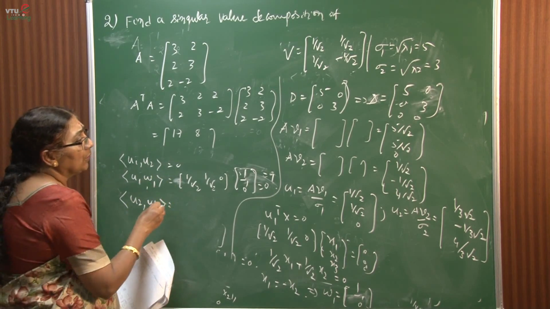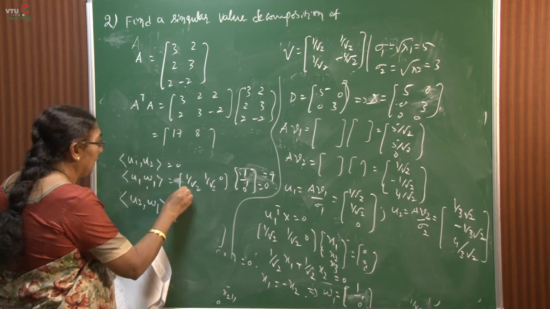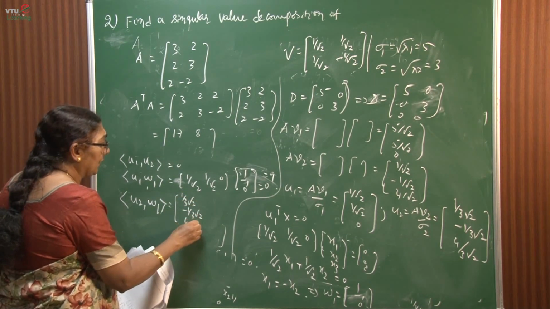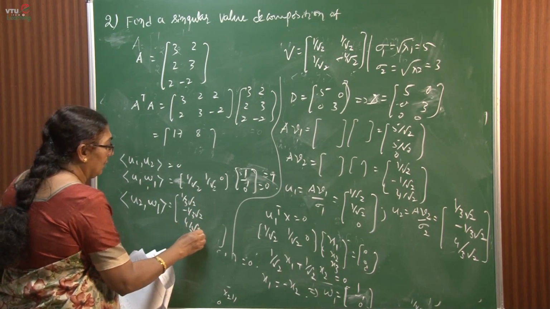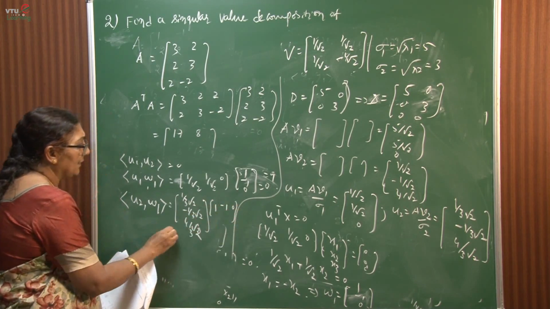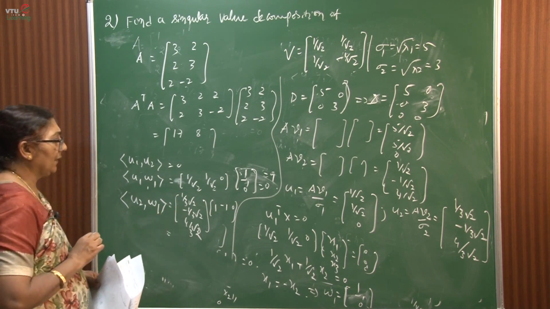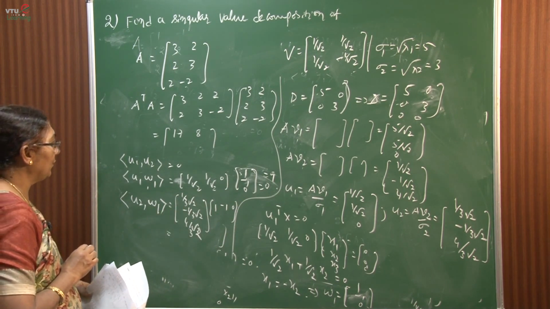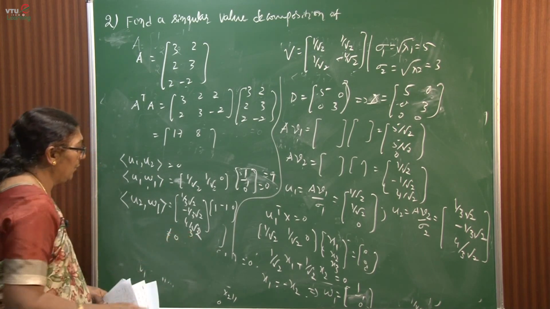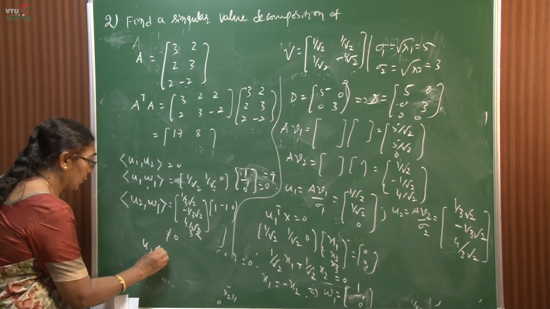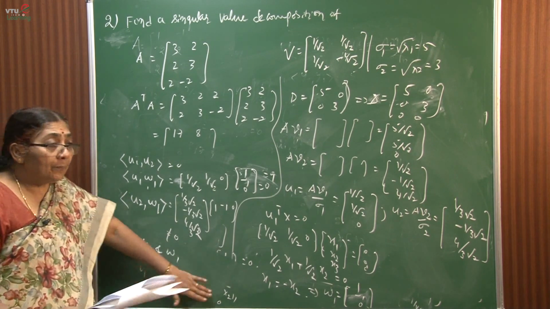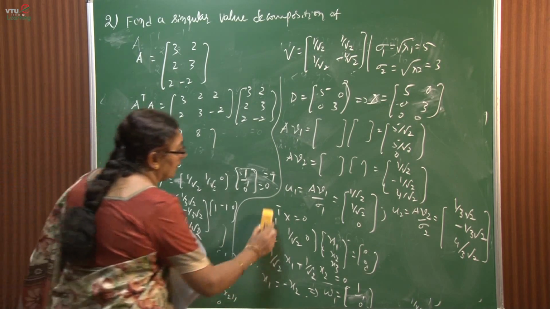What is u2? u2 is 1 by 3 root 2, minus 1 by 3 root 2, and then 4 by 3 root 2, multiplied with w1, which is 1, minus 1, 0. Once you multiply that, what do we get? 1 by 3 root 2 into minus, plus 3 by 2, is not equal to 0. Again, you pick u2 and w1. I will give a hint: apply the Gram-Schmidt process.